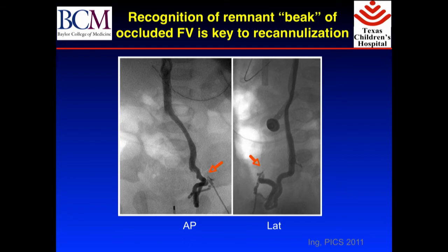Here's a side view. See how the red arrow points to the little beak? That's the remnant vessel. The one behind that is really not the vessel. It's the collateral flow. It's not the main highway. That's where the main highway ought to be.